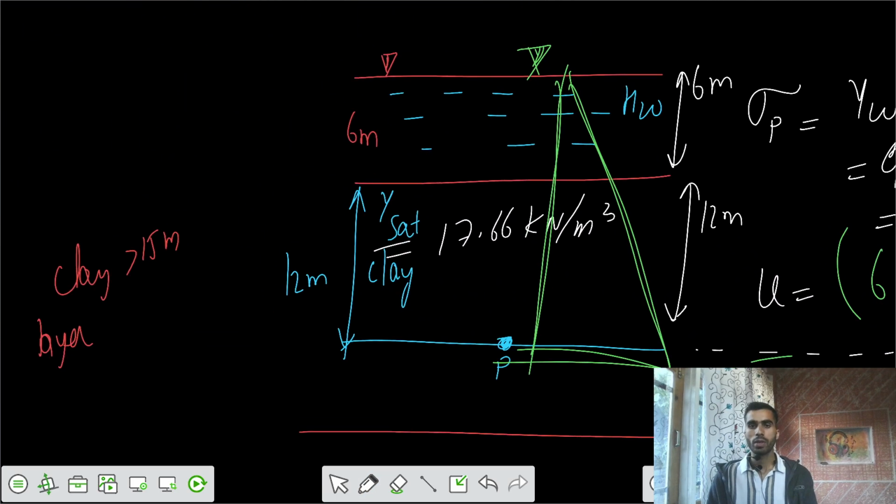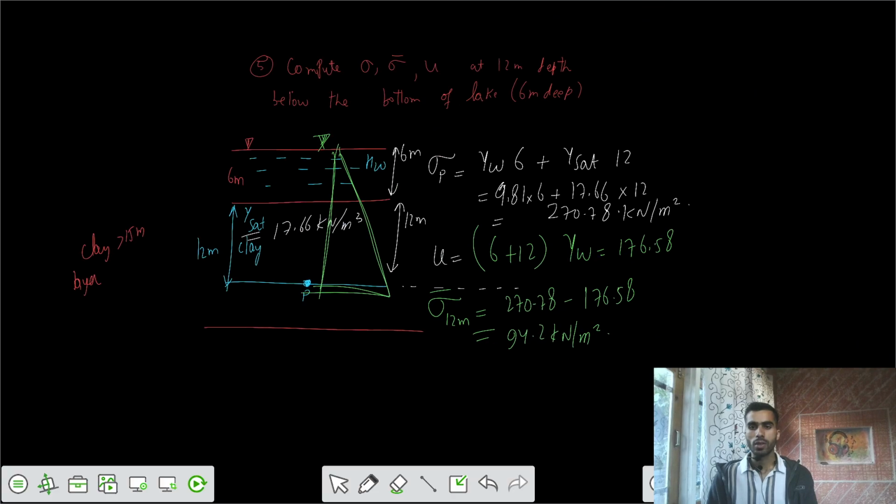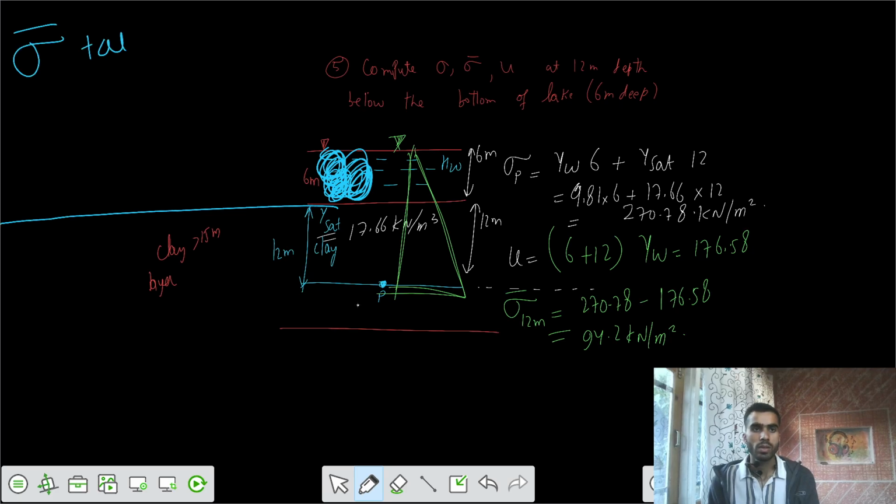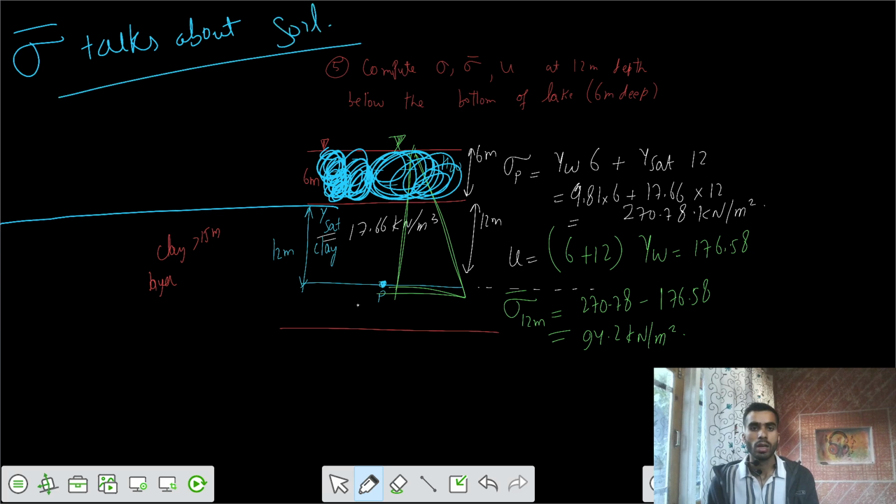We can also calculate it directly in this way. There is no effect of this part. For the calculation of the effective stress, there is no role of the water above the soil, because effective stress talks about soil only. If there is no soil, there is no role of water. If there is no soil in this part, I can ignore this part. I would only solve for this part.